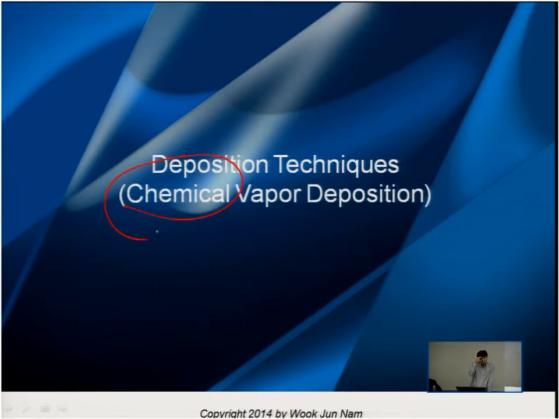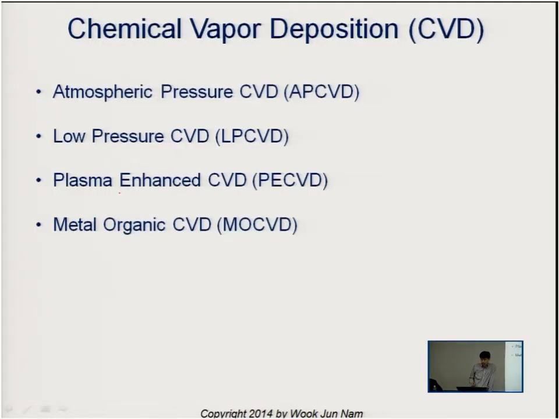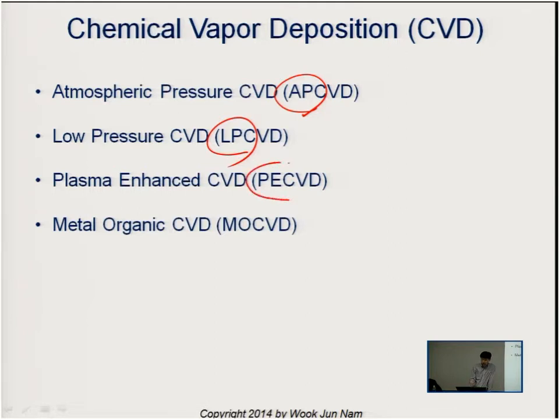So we will move on to chemical vapor deposition. In physical vapor deposition, for the film deposition, we highly rely on physical reactions. But chemical vapor deposition depends solely on chemical reaction of the source materials at the substrate. There are many variants of the technique, but we're going to talk about atmospheric and low pressure, plasma enhanced, and metal organic CVD today.